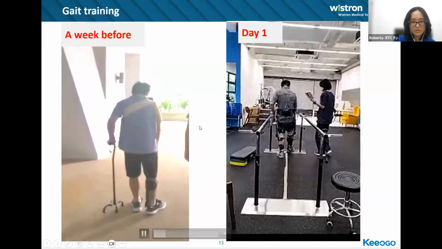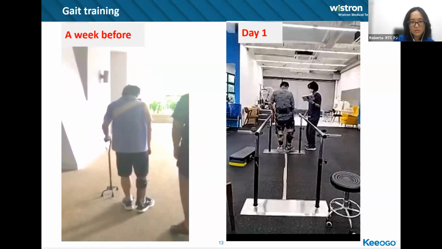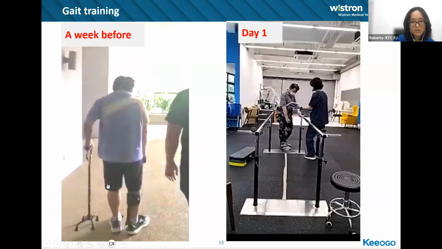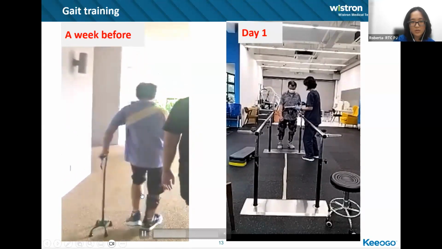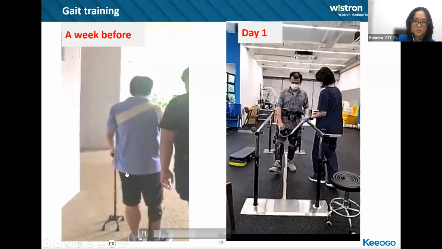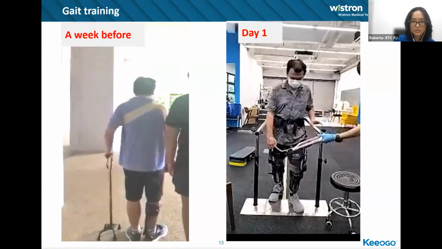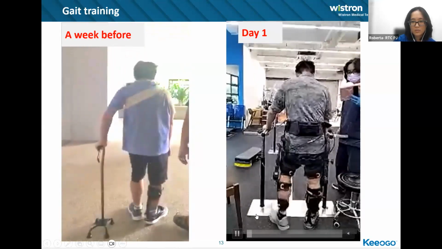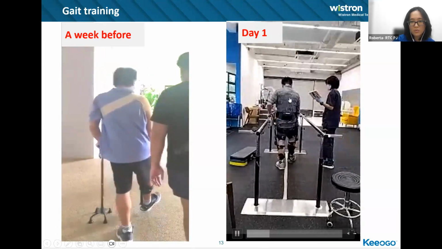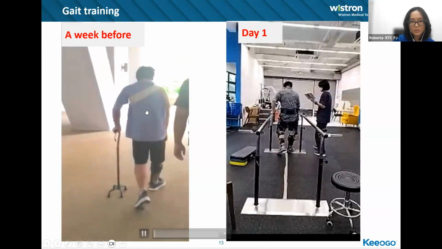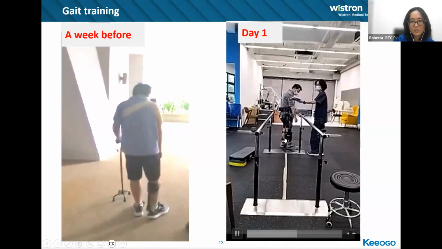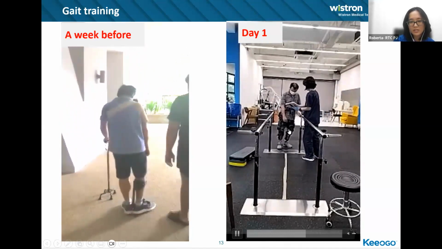So this is another patient. His complaint is more on the walking. In the first video, you can see that when he walks, he's leaning more on the left side. So the balancing is not that good. With Keeogo, you can see from the back here, the trunk is more stable as compared to without Keeogo. So this is how we train him to improve his trunk stability and also the gait stability.